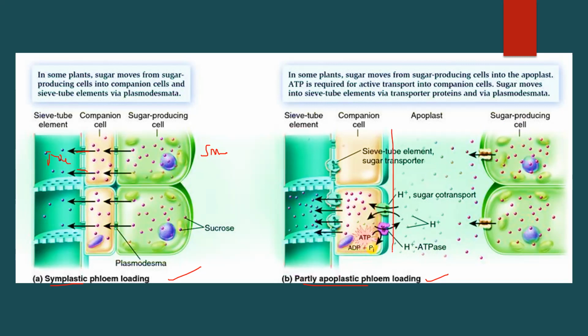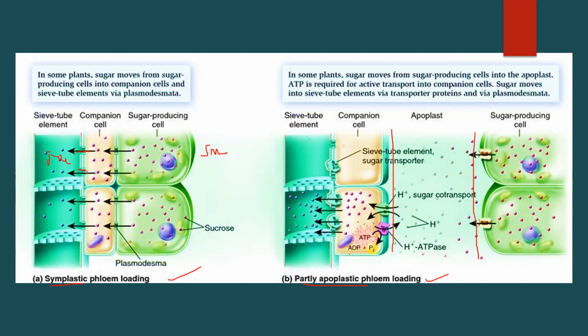Wherein meron silang barrier na maiko-convert pa sa hydrogen or the ATPase ang mga molecule na na-produce or kaya ire-release mismo ng sugar-producing cells. After that, this part is so-called the apoplast. So, after na dumaan siya sa apoplast, that's the time na it will enter to the companion cells through hydrogen and the less ATPase. Okay?